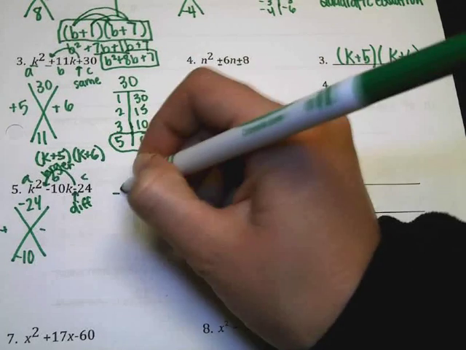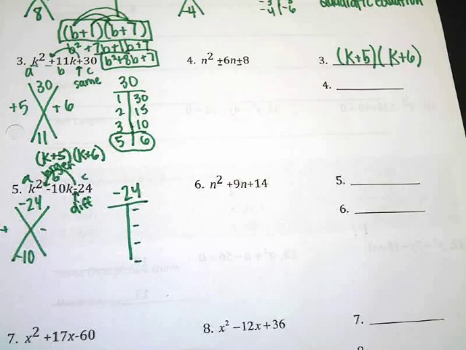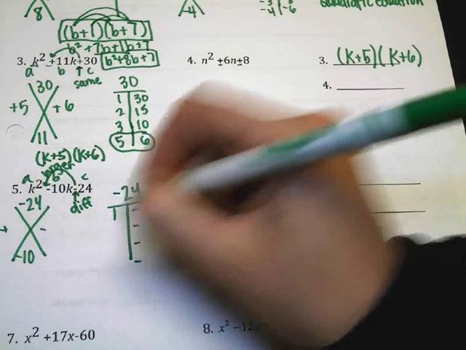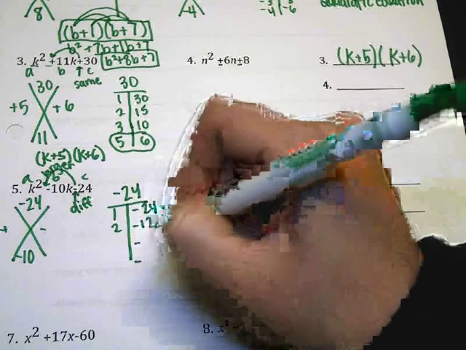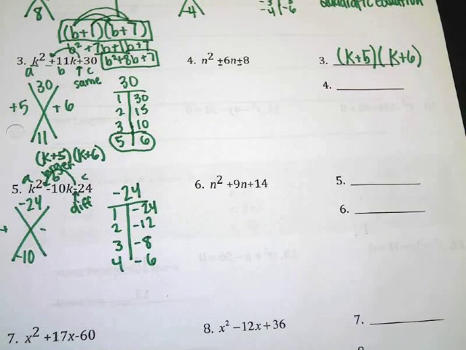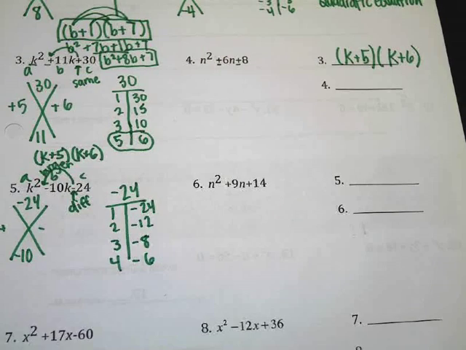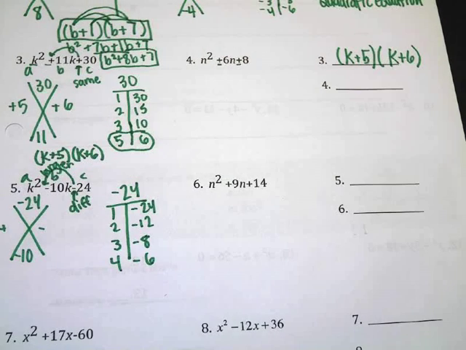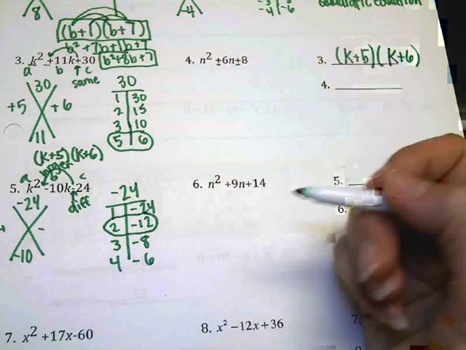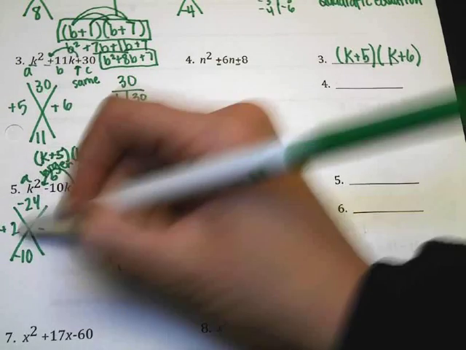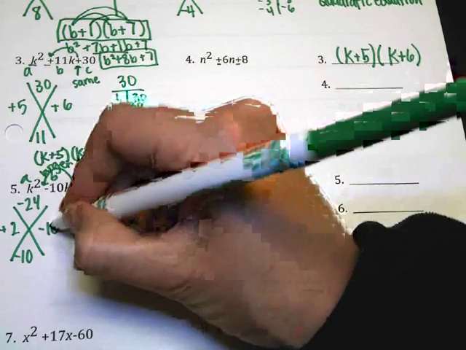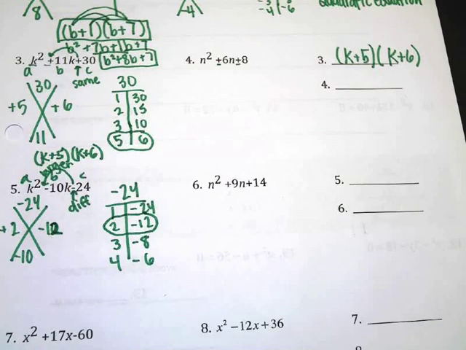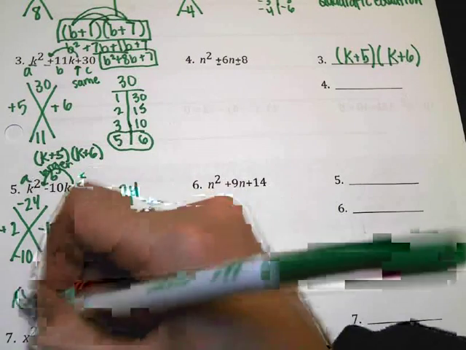So thinking about what multiplies to give you negative 24, and my larger numbers are going to be negatives. So 24 is 1 and 24, 2 and 12, 3 and 8, 4 and 6. From there, you want to see which ones add to give you a negative 10. The 2 plus negative 12 gives you a negative 10. So your 2 would go here, your 12 would go there. And from that, that breaks it into your parentheses.